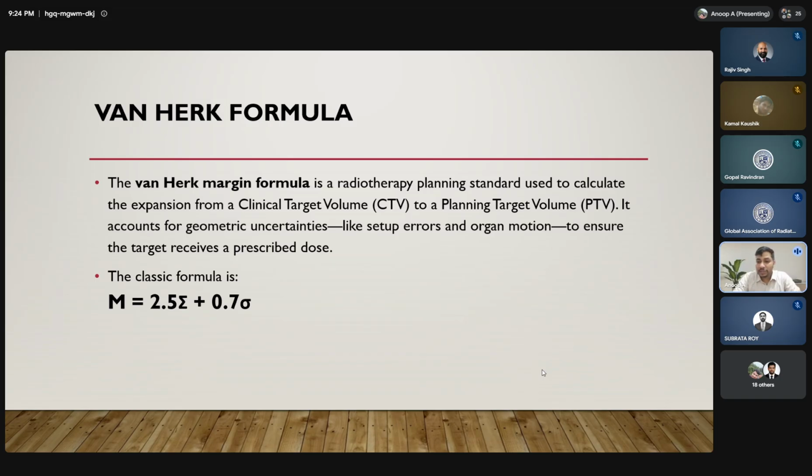The formula is M = 2.5Σ + 0.7σ. M is the required PTV margin in millimeters, capital sigma (Σ) is the standard deviation of systematic errors, and lowercase sigma (σ) is the standard deviation of random errors. To use the formula correctly, medical physicists divide treatment uncertainties into two distinct categories.